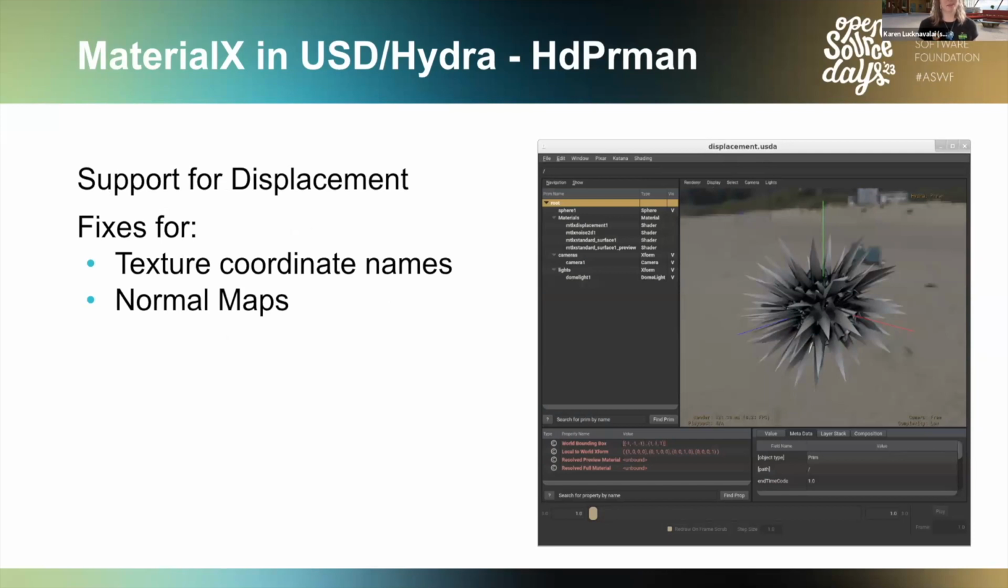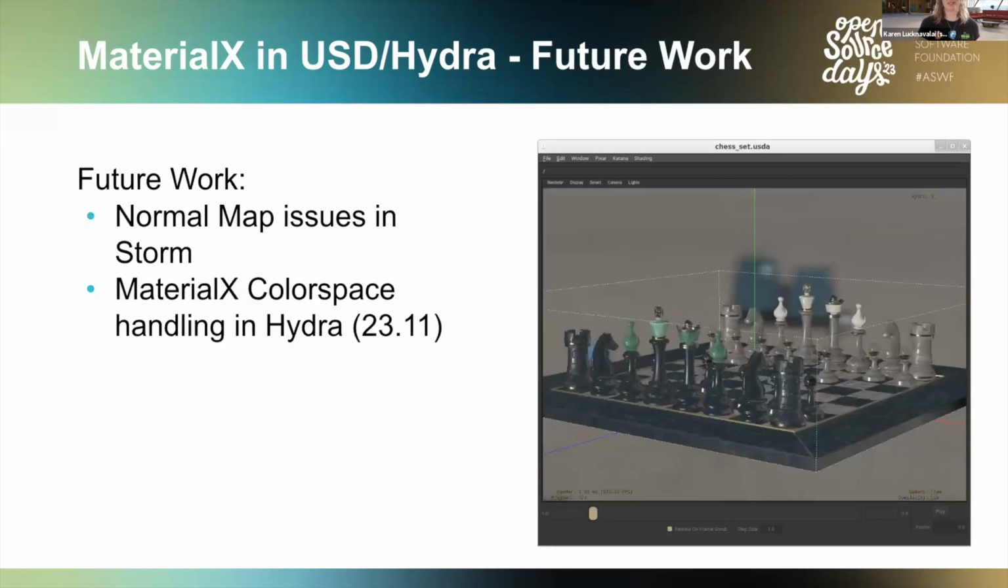Some PRMan specific improvements include that we have added support for displacement, which we can see with this very cool test image here. This was done by Adrien on the PRMan team. She also added a couple smaller fixes for some texture coordinate name mismatches that was happening, as well as some normal mapping fixes. Again, these are specific to PRMan, and there are still more issues that we'd love to be addressed in the future, some of which include some normal mapping issues that we're aware of in Storm, as well as color space handling, which I'll personally be working on in the near future, with the goal of that being added to the 23.11 release.